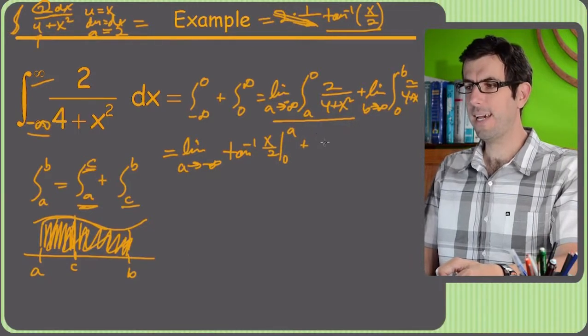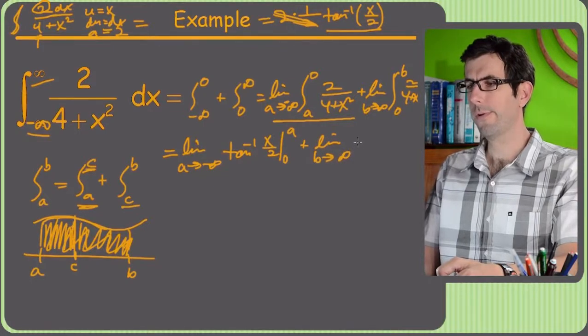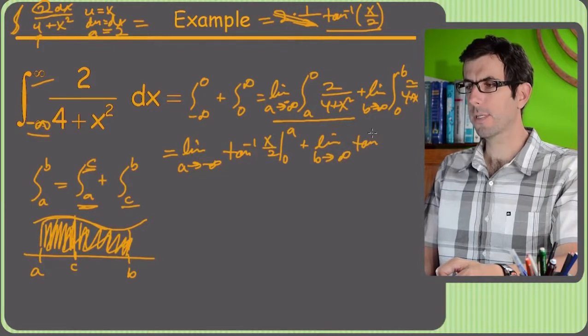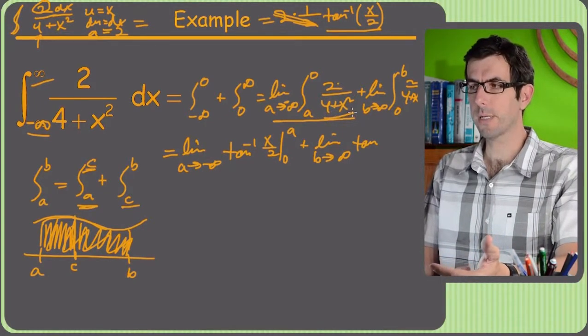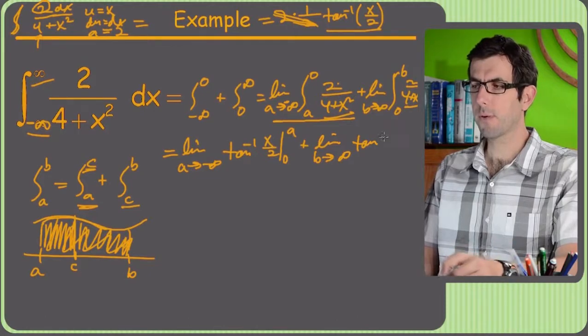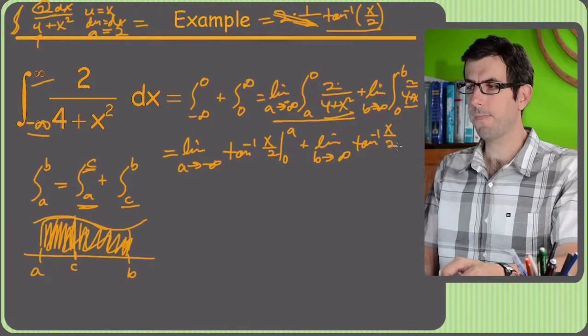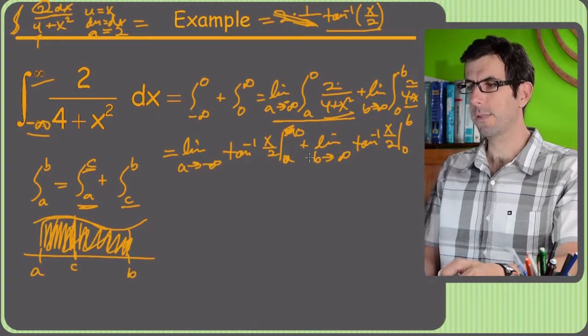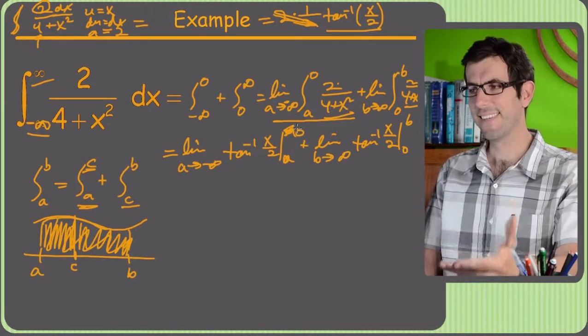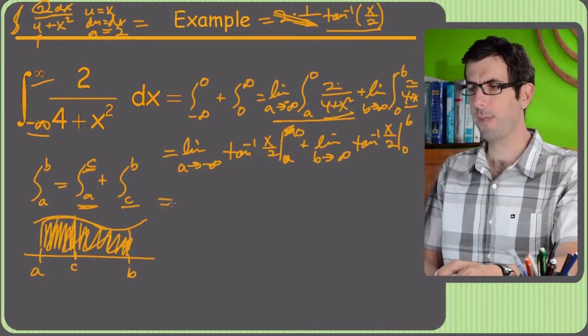And then to that I have to add the limit as b approaches positive infinity of the same integral. Because remember, even though we've broken into 2 integrals, they're of the same thing, 2 over 4x plus x squared. So that means we get the same integral, so tan minus 1 of x over 2, evaluated from 0 to b. Oh man, this one should have been a to 0. All right, you can see how tedious these are. This is kind of crazy.